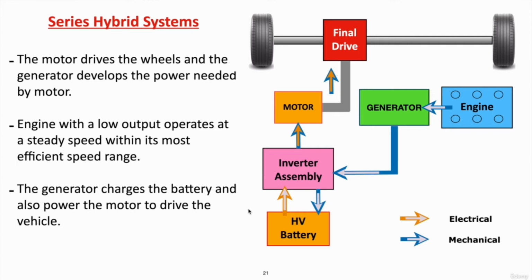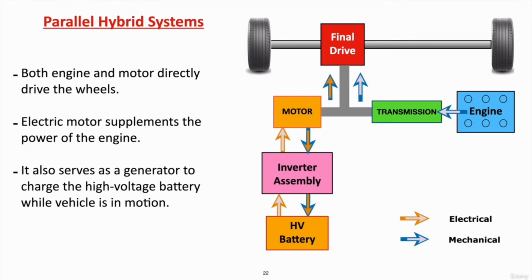Next let's talk about the parallel hybrid system. So both the engine and motor directly drive the wheels. The electric motor supplements the power of the engine. It also serves as a generator to charge the high voltage battery while the vehicle is in motion.